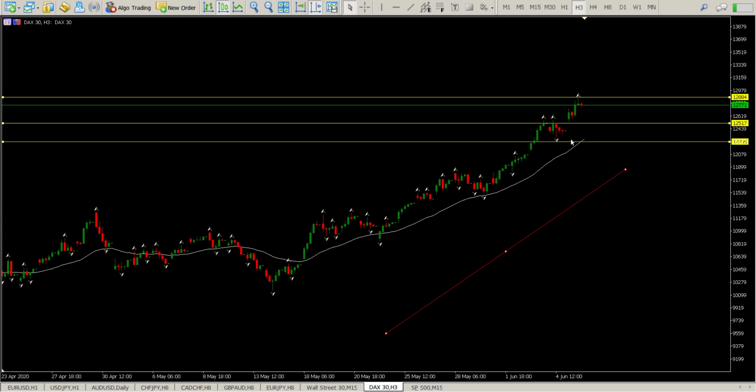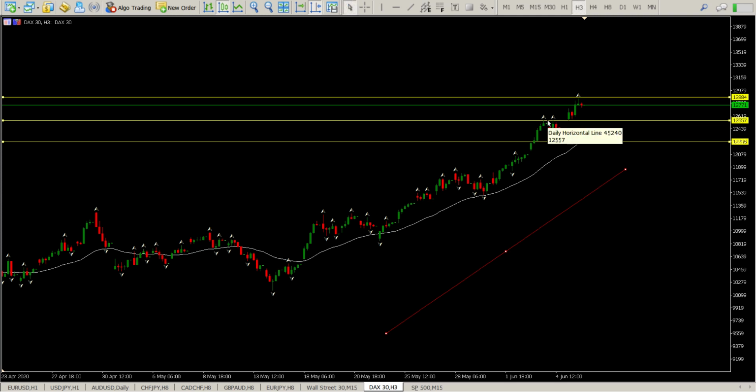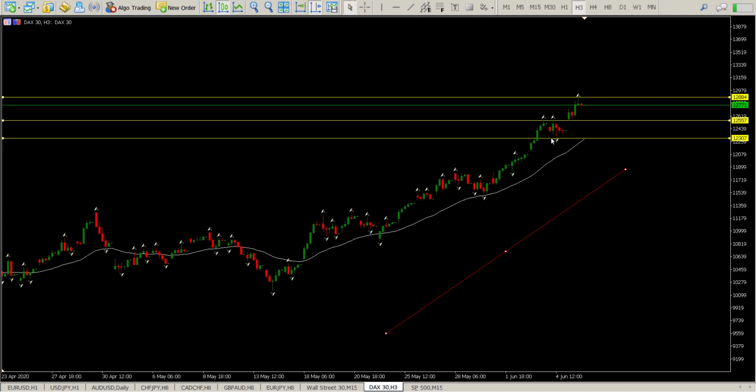Now, if you look at the 3 hour, this daily level here, which is 12512, let's adjust it a little bit further. That's 12557. That is the first area of support we have, and then we have one further down here. And I'm also going to adjust that slightly up to the swing low, which is 12307.